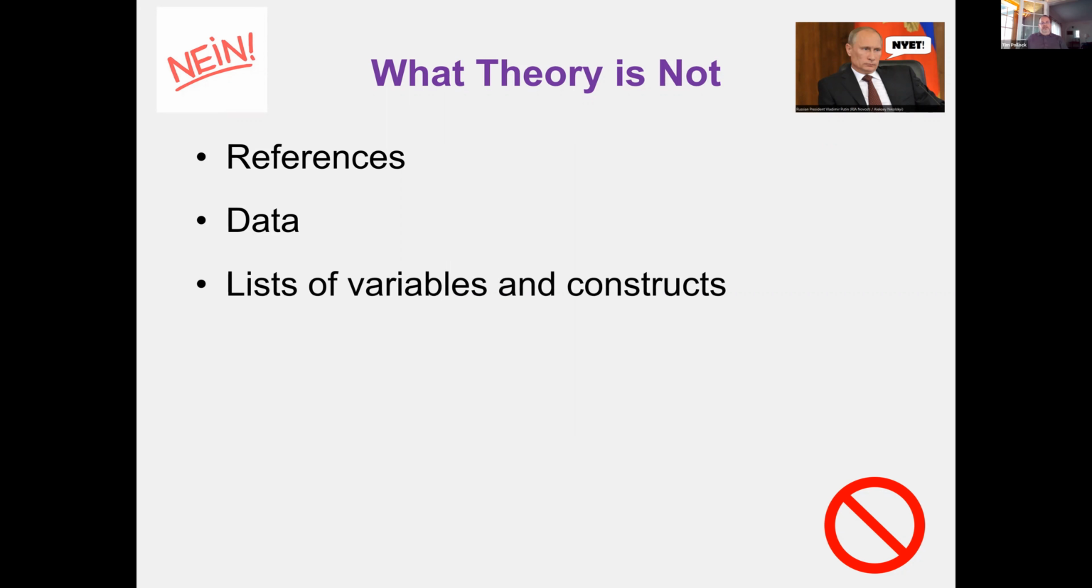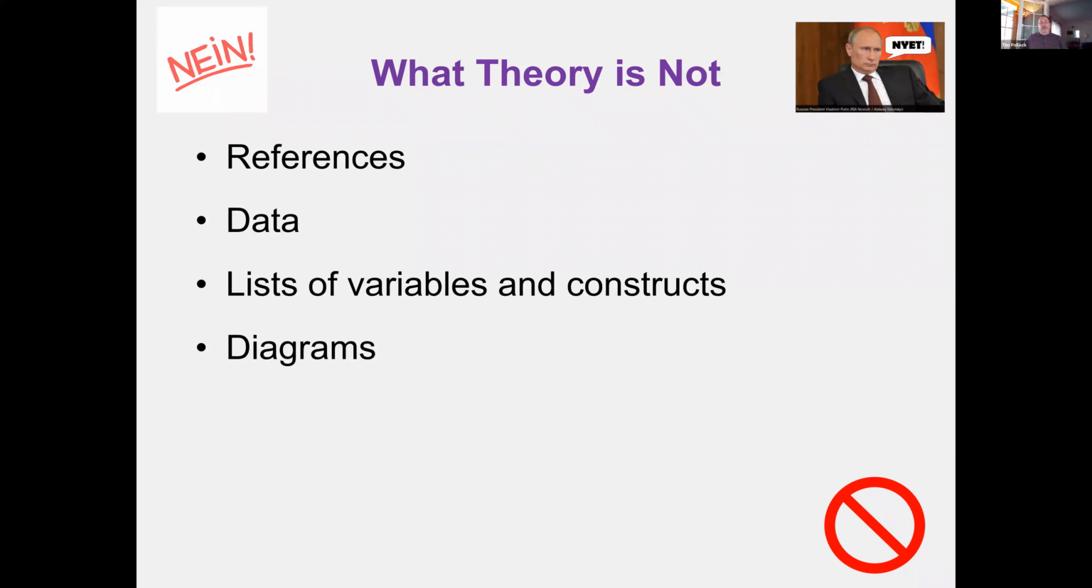Theory is not lists of variables and constructs. The constructs are an important part of theorizing. But what you're doing is explaining why these constructs and not others, why these variables and constructs are on your list, and what the connections and relationships among them are. So that's what the theory is, not just providing a list of constructs and then saying, therefore, here's a hypothesis.